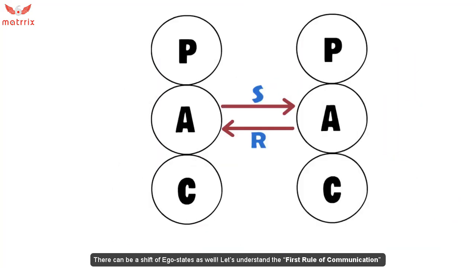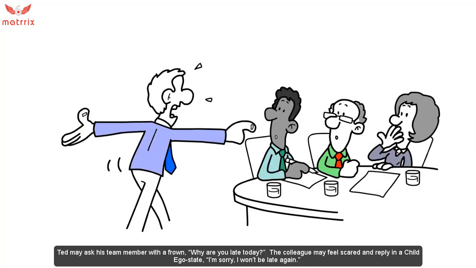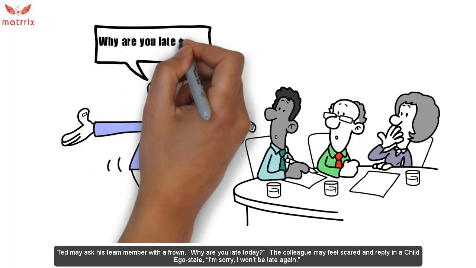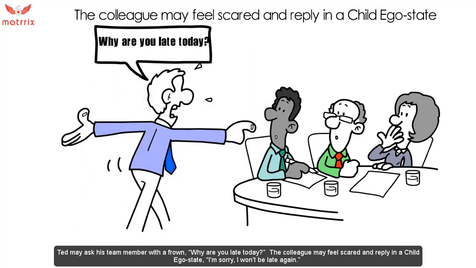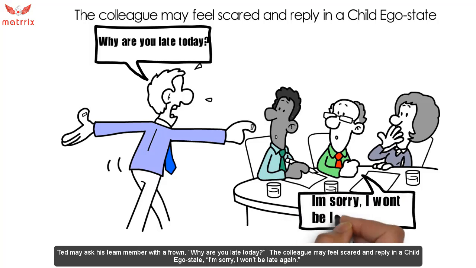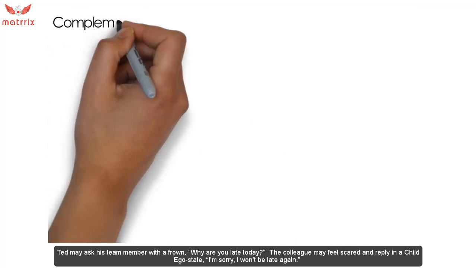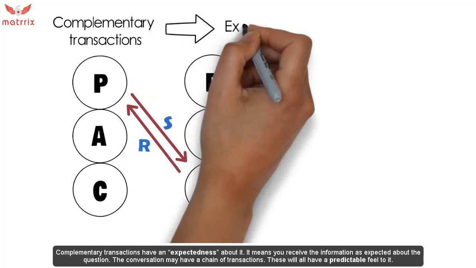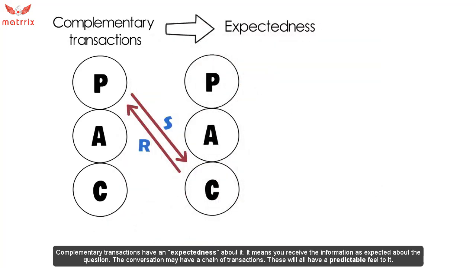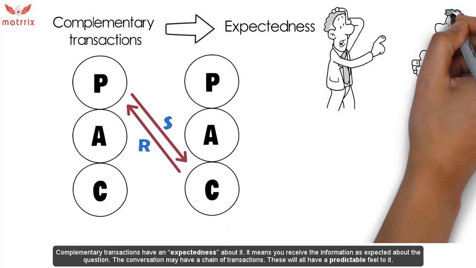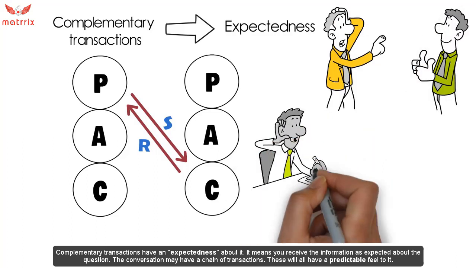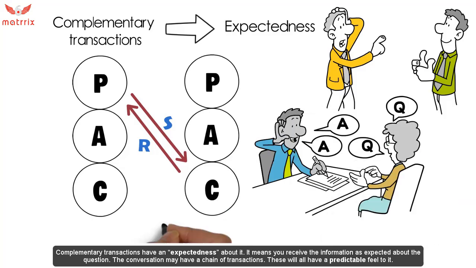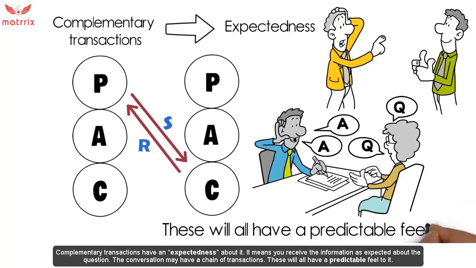Let's understand the first rule of communication. Ted may ask his team member with a frown, "Why are you late today?" The colleague may feel scared and reply in a child ego state, "I'm sorry, I won't be late again." Complementary transactions have an expectedness about it. It means you receive the information as expected about the question. The conversation may have a chain of transactions. These will all have a predictable feel to it.